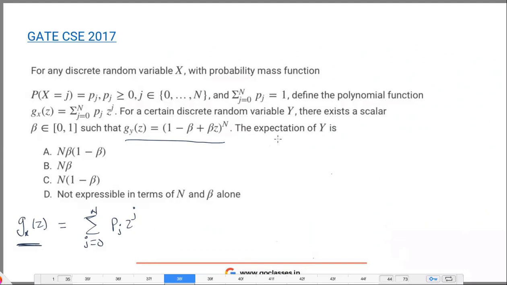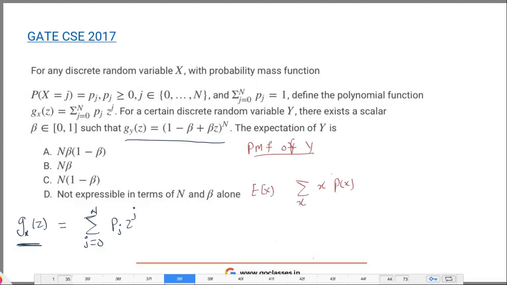So to find the expectation of y, I need to find the PMF of y, right? For a certain discrete random variable y, there exists a scalar beta such that this. For expectation, I just need the sum of x times px, ranging over x. This is the expectation of x, something like this, right?